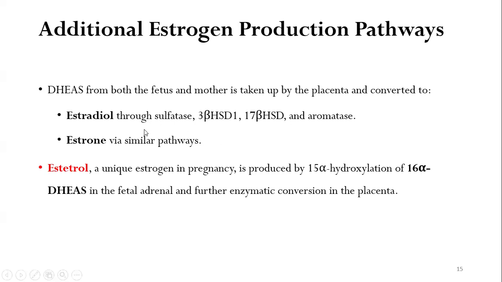There is another estrogen which is produced during pregnancy, known as estetrol. Estetrol is a unique estrogen which is produced in pregnancy. It is produced by 15-alpha hydroxylation of 16-alpha DHEAS in the fetal adrenal and further enzymatic conversion in the placenta. So this estetrol is a very unique estrogen which is produced only during pregnancy.